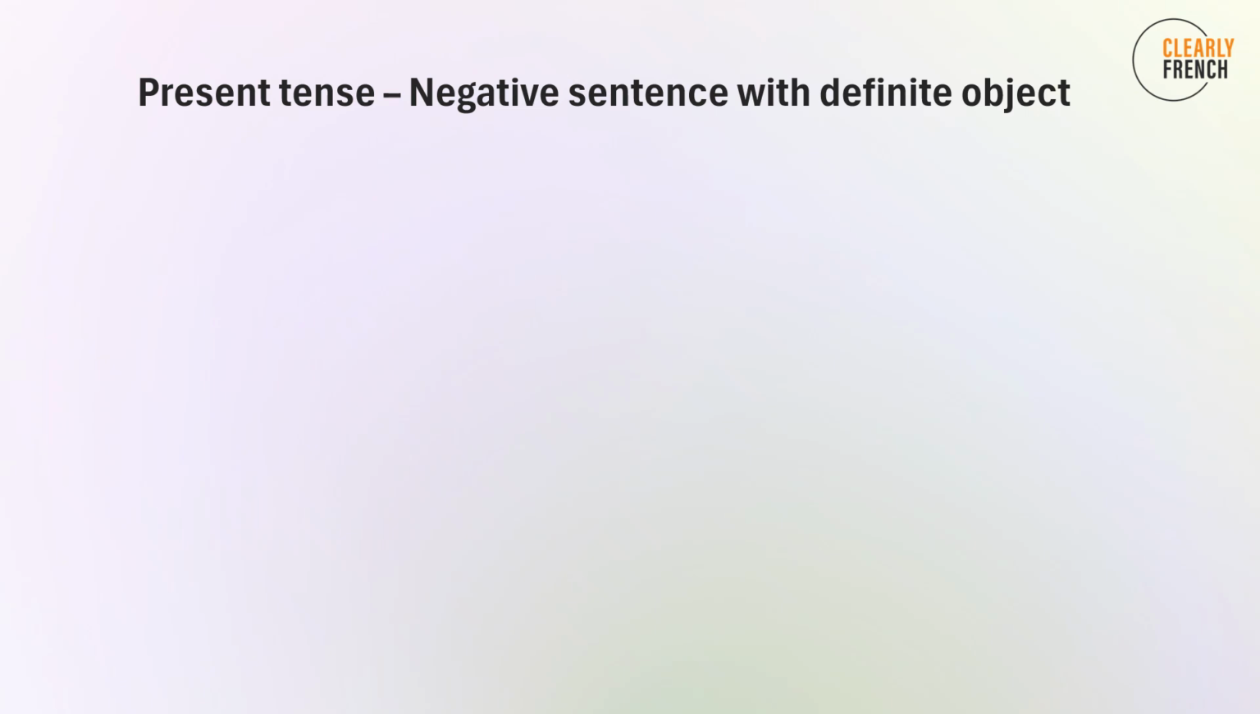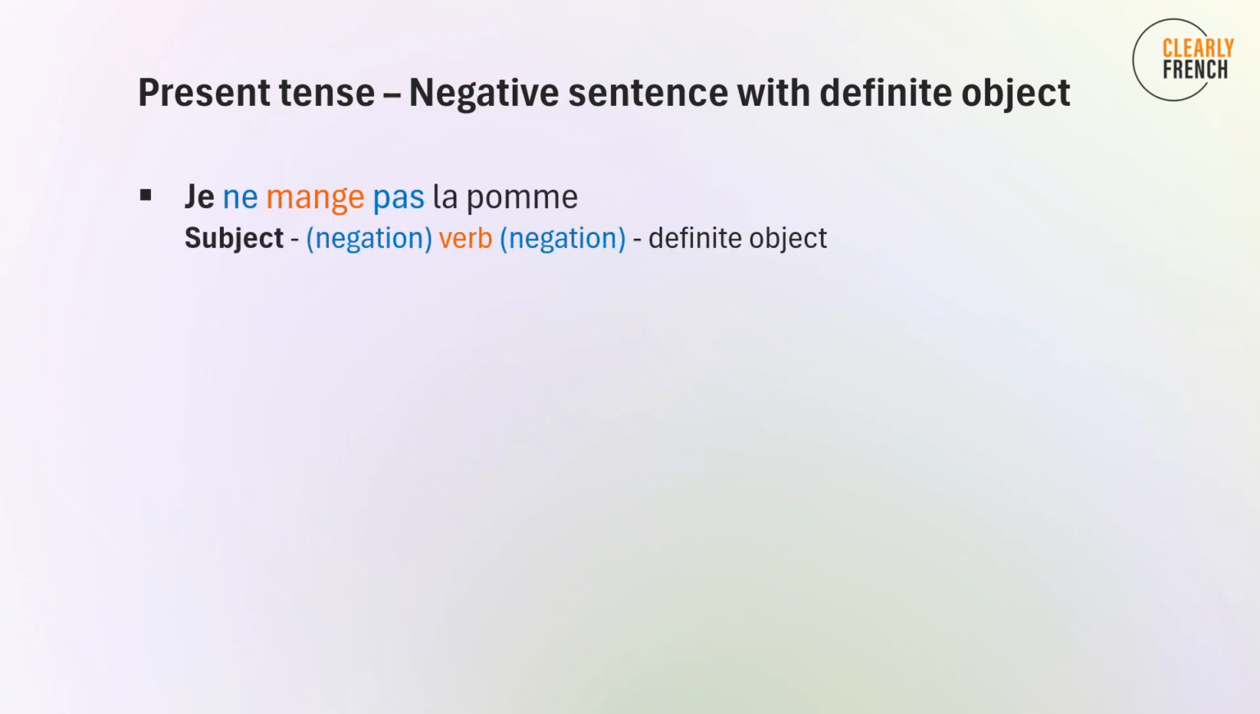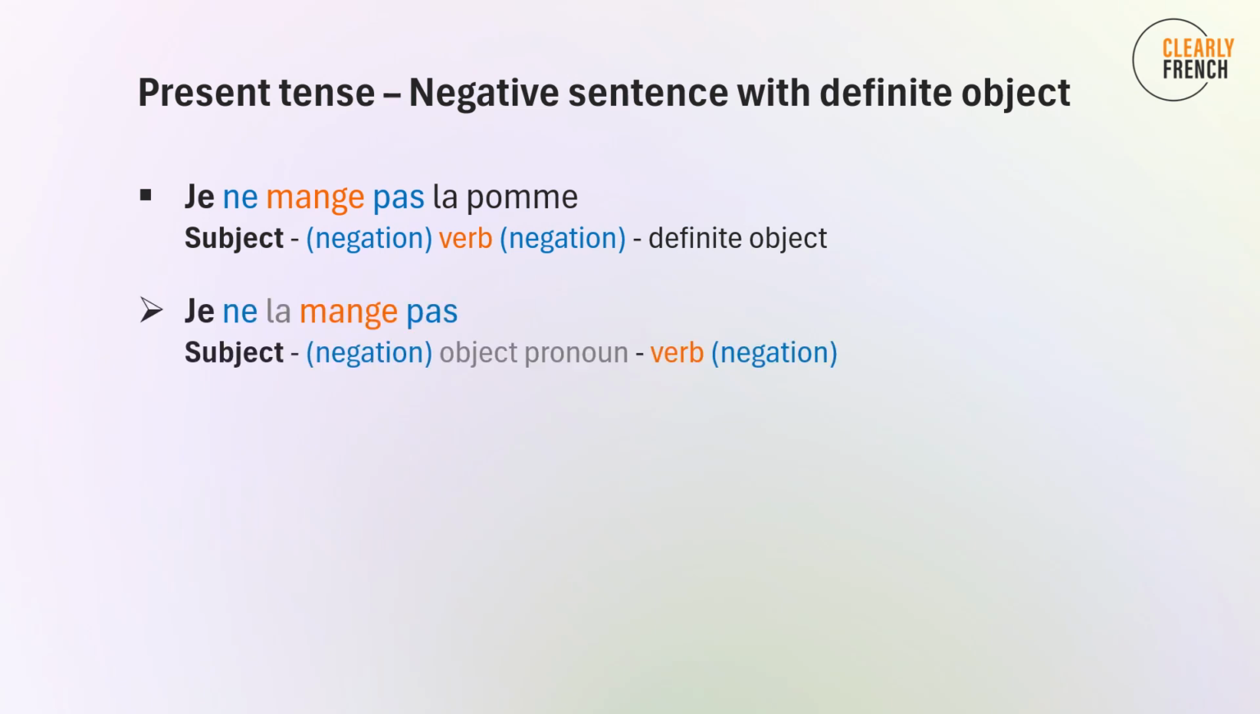Now, when you make a sentence negative with a definite object, it's a lot easier than previously, because all you do is you wrap ne pas around the verb and leave everything else the same. Je mange la pomme becomes je ne mange pas la pomme. And you see why in those sentences it's so much easier to leave the ne out. Je mange pas la pomme. Je ne la mange pas. I don't eat it. Where the la is straight after the ne of the negative, but still before the verb.